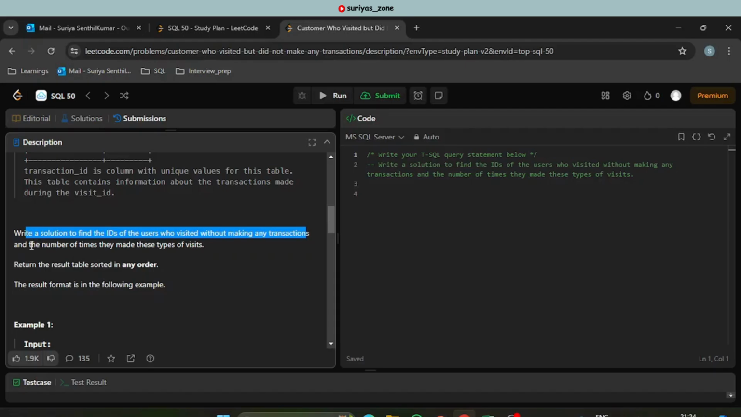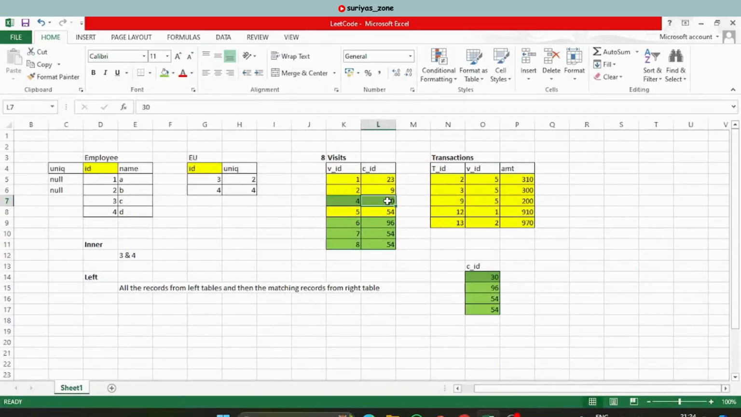Okay, and then they are asking for the number of times they made these types of visits. So if you see 30, he visited only one time and he didn't make any transactions. Okay, this is, let's say, the number of transactions.